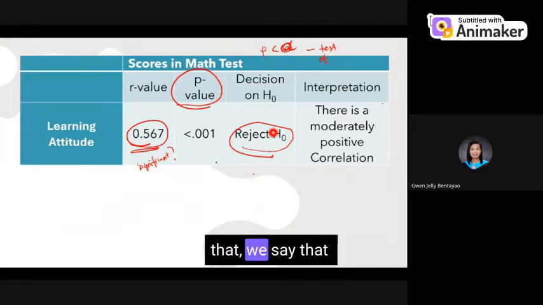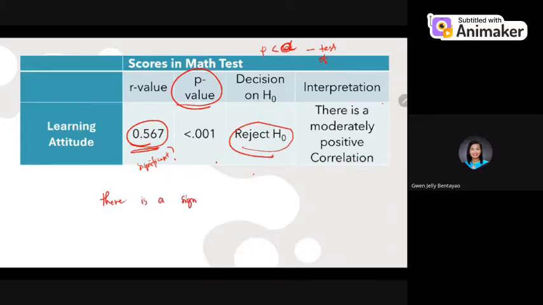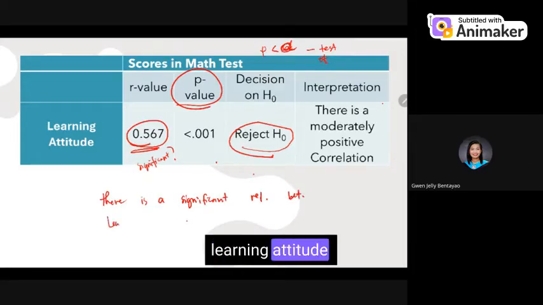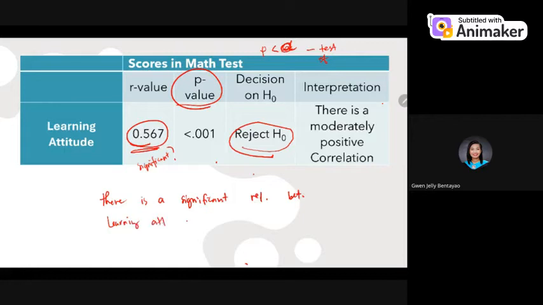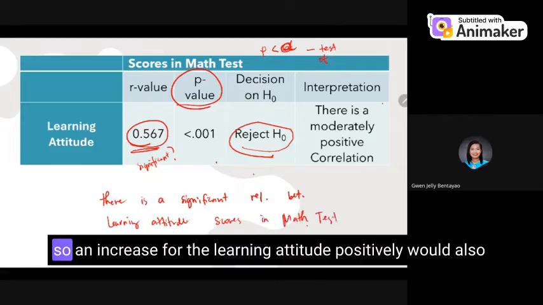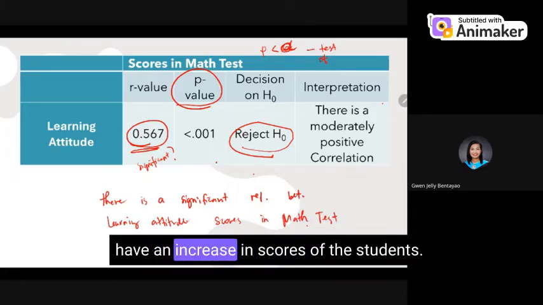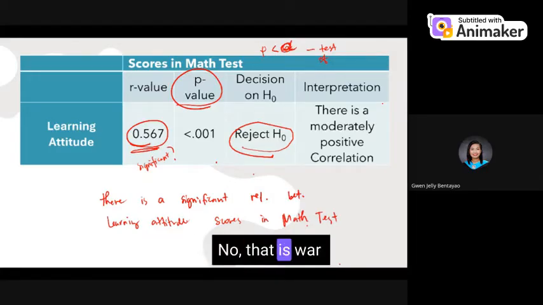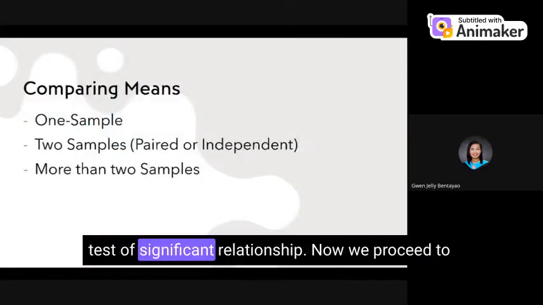So if we reject that, we say that there is a significant relationship between learning attitude and scores in math test. So an increase for the learning attitude positively would also have an increase in scores of the students. Now, that is for test of significant relationship.